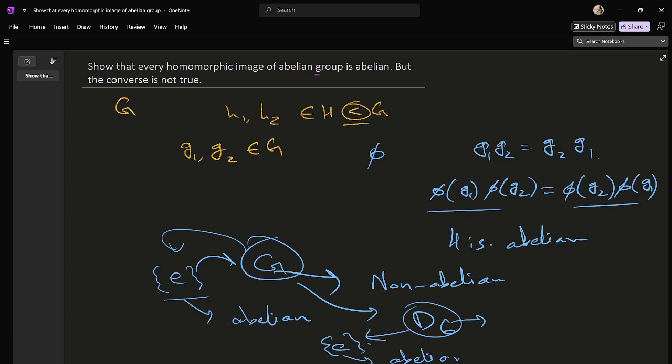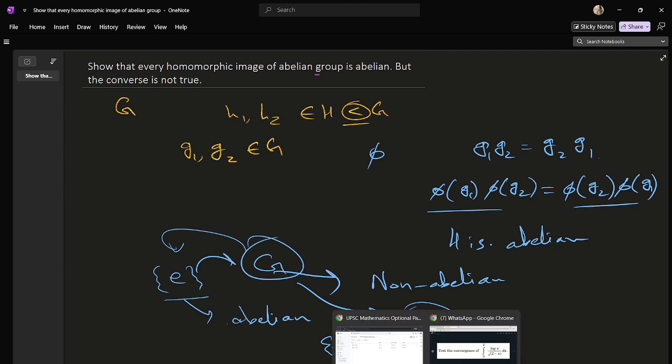Thank you guys. Hope you understood. And again, I am repeating the fact that the non-abelian group is our D6, and every element of D6 is mapped to the identity group. Then the identity group is abelian and our D6 is non-commutative or non-abelian. So our converse is not true. Hence, the first part is proven and the second part is also true, that our converse is not true. Okay. Thank you guys.